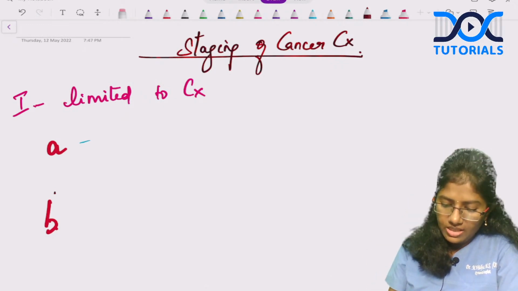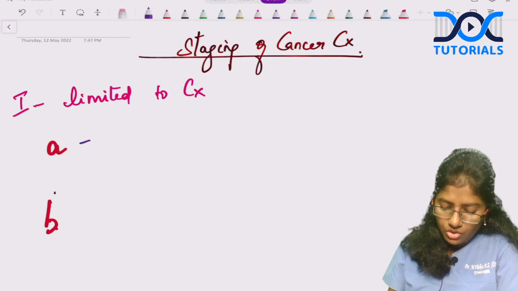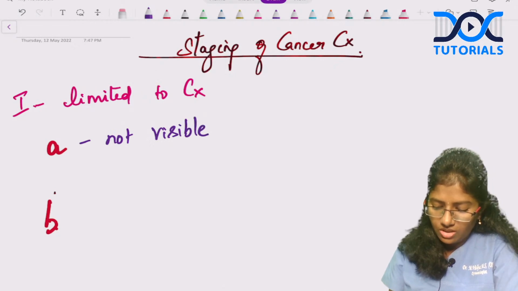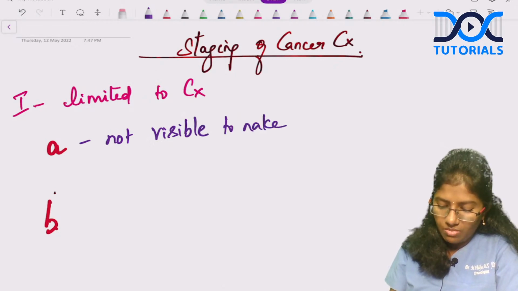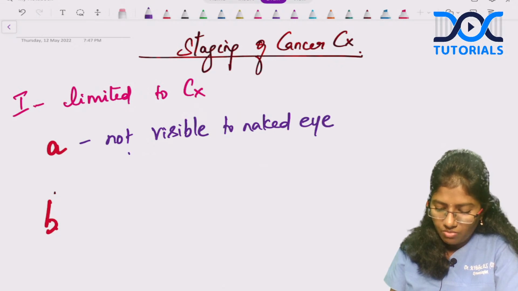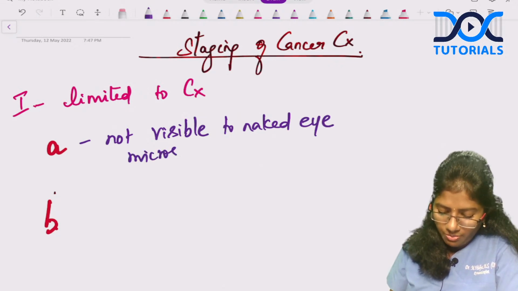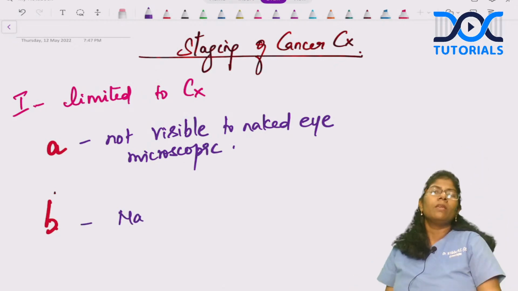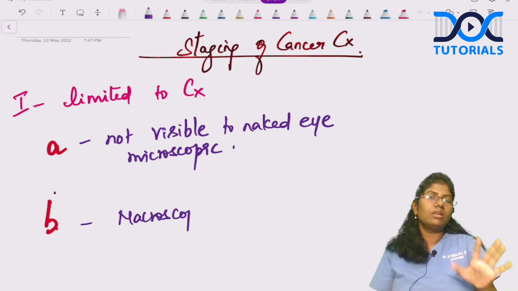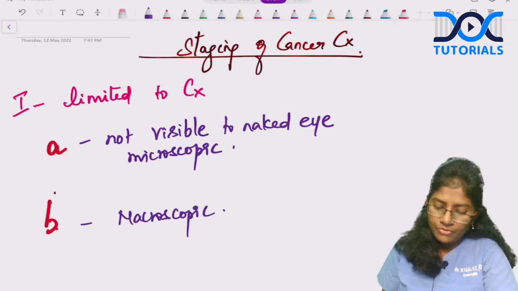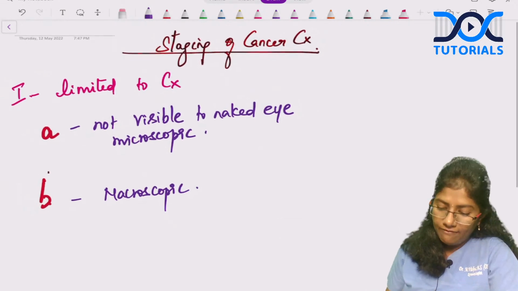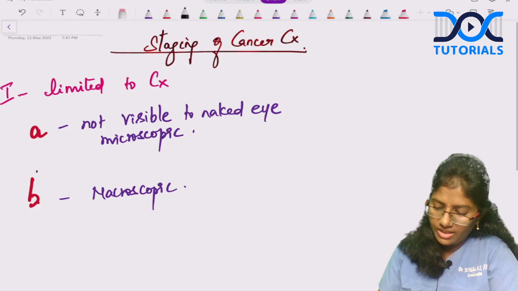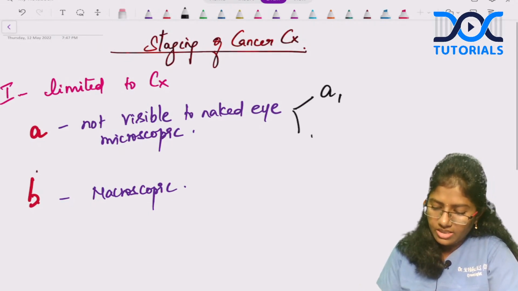1A is a disease which is not visible to the naked eye. That means it is microscopic. 1B is macroscopic. Macroscopic means it is visible to the naked eye. We have 1A and 1B. 1A is not visible, 1B is visible. In turn, in 1A we have A1 and A2.